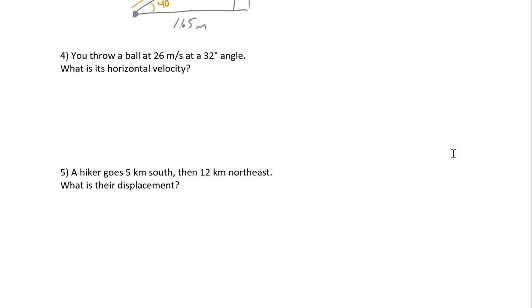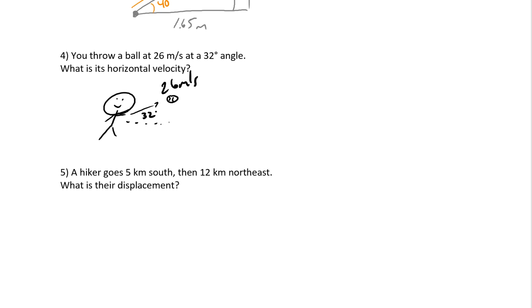You throw a ball at 26 meters per second at a 32 degree angle. What is the horizontal velocity? So here you are. You throw a ball, and it says you threw the ball something like this. There's the ball. And apparently you threw it at 26 meters per second at 32 degrees.